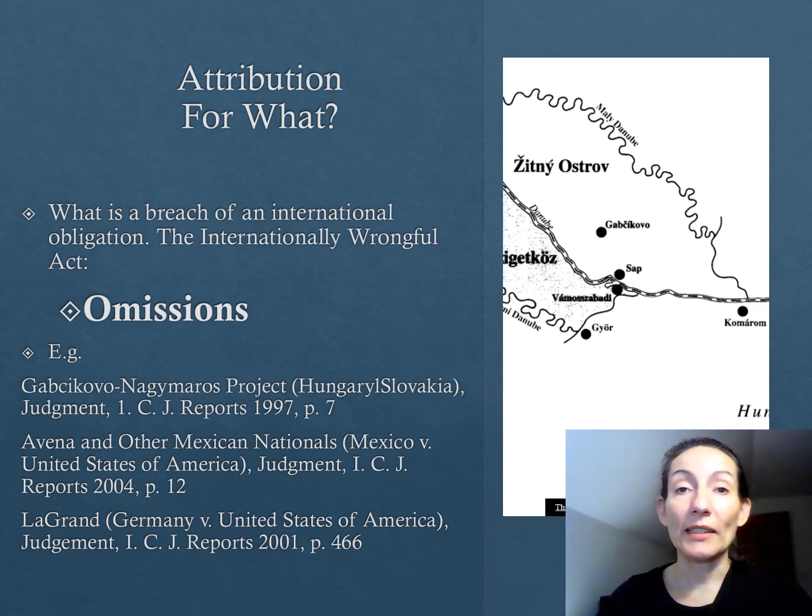In the LaGrand and Avena cases, the United States was also found responsible for violating treaty and customary law because it sentenced to death foreign nationals from Germany and Mexico without offering them consular assistance. We see here, therefore, another case of omission that constitutes a violation of international law.